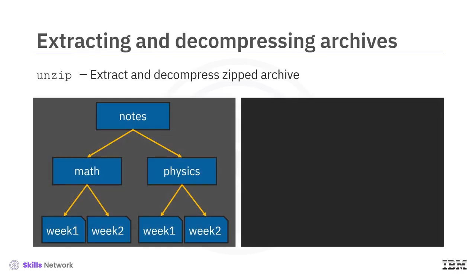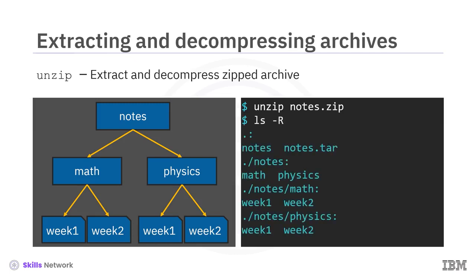The unzip command, as you might guess, extracts compressed files from a zip archive and decompresses them. To unzip your notes.zip file, simply enter unzip notes.zip. After entering ls -r, you can see that unzip has created your notes folder and unpacked your directories and your Week 1 and 2 files as expected.